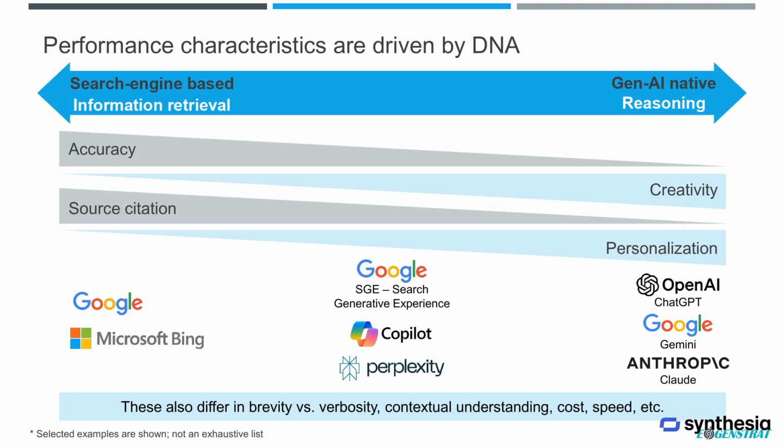What tool to choose depends on what you're trying to do. For specific facts and data, stick with search engines. For abstract questions, use Gen AI native engines.